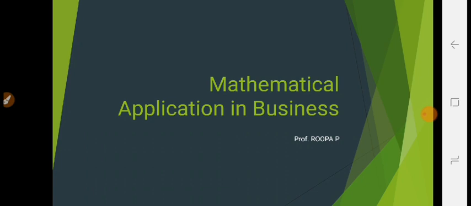Before moving to the chapter, I just want to clear one thing. You have asked a question: why the second chapter, why not the first? Here the first chapter is quite difficult and is more practical. It will be better when we are dealing with offline classes. So that's why I have chosen Unit 2, that is, Theory of Equation.